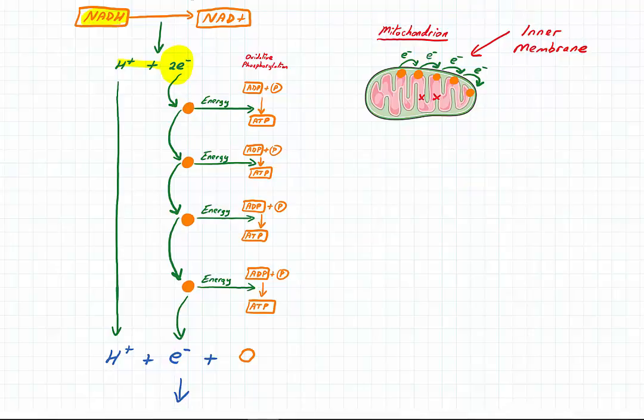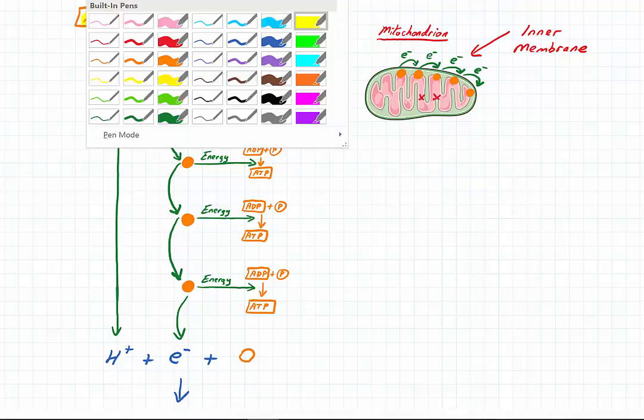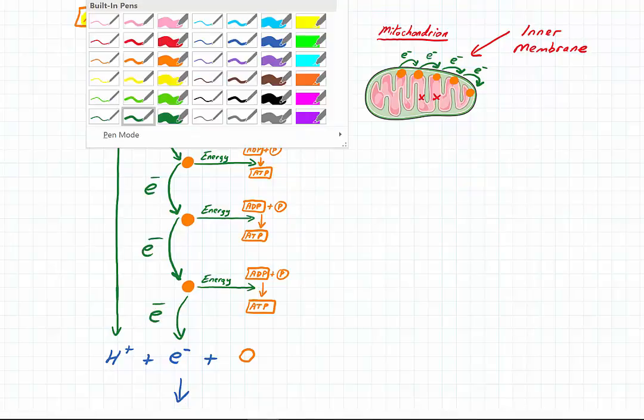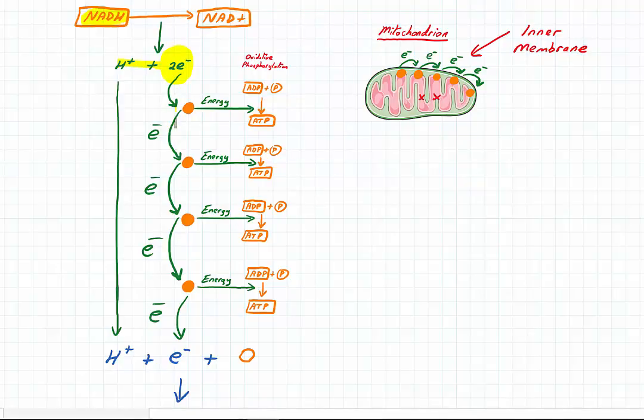Maybe if we just show the electron on the way down, we can show it losing energy all the time. So it has still got energy, but it's lost a little bit. It has lost more again here. It has lost even more here. And by the time it gets to the end, it has very little energy at all. That's the idea. Now, when it loses energy, where does it go is the question.